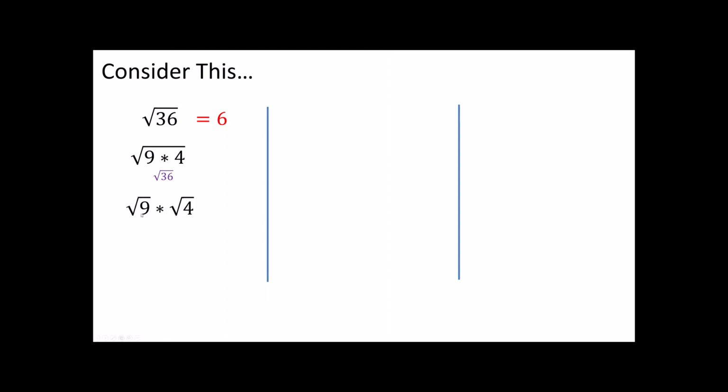Look at this. I've got the exact same numbers, the 9 and the 4, but I've written them under their own radical signs. Notice the square root of 9 is 3, the square root of 4 is 2, and 3 times 2 is still a 6. In fact, this radical expression and this radical expression all give us the exact same solution. They're all 6. I wonder if that holds for all radical expressions.